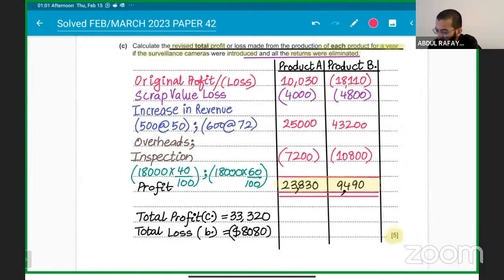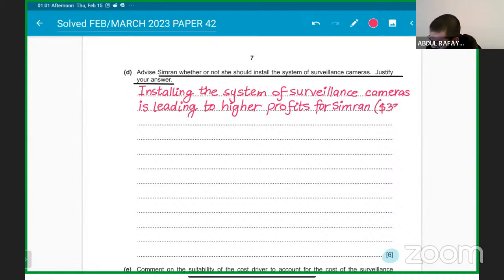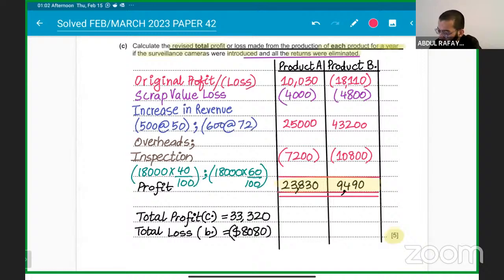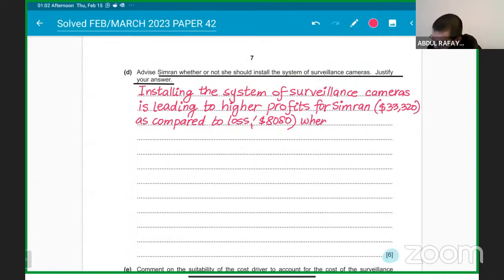आप चाहें तो वैल्यू लिख सकते हैं 33,320 as compared to the loss in part B, as compared to the loss of $8,080. ये amount, right? $8,080 when products are being returned and faulty. Okay, getting it guys, clear? So this will be a very good point.